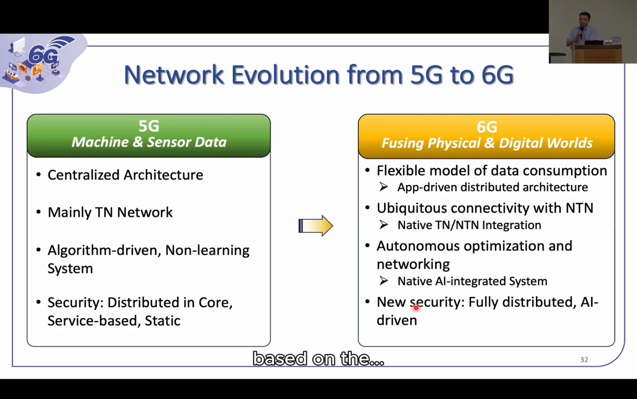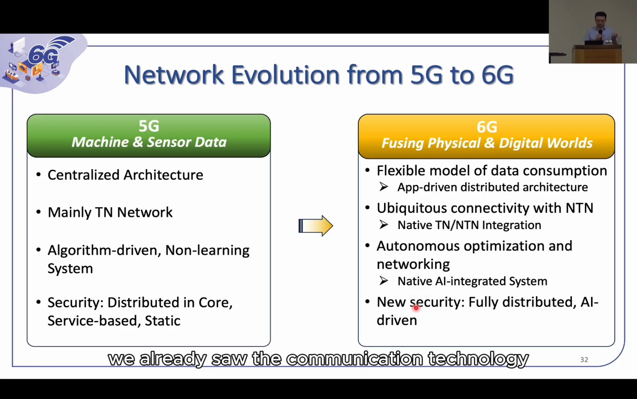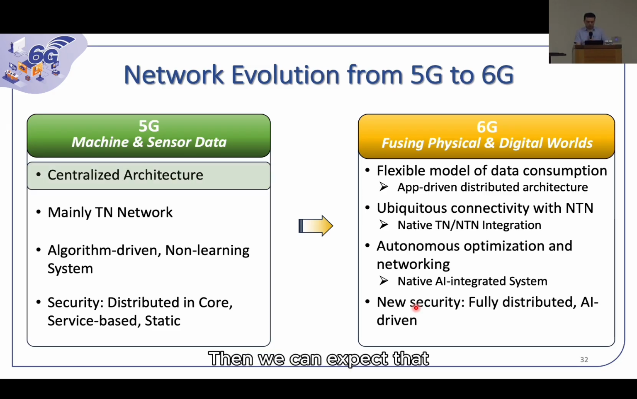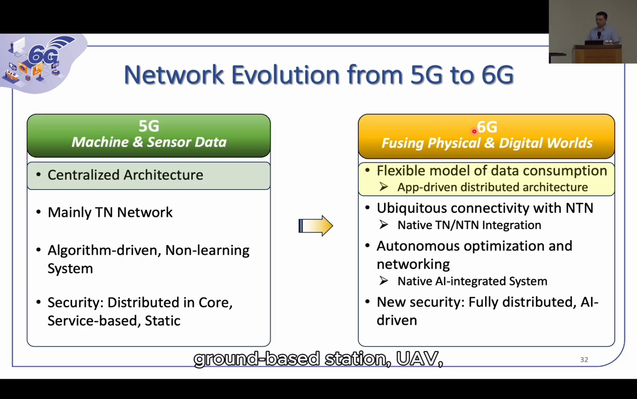So the network evolution: we already saw the communication technology and also the application demand. Based on this push and pull, we can expect that the 5G network is still a centralized architecture. Then we expect for 6G, we will have an application-driven distributed architecture. Because you can imagine satellites, ground-based stations, UAVs, all these devices can support network access. Then it is not necessary for them to connect back to the core network. They may just go to the internet through the edge, or through other network access. So we expect that we should have a flexible model of data communication.